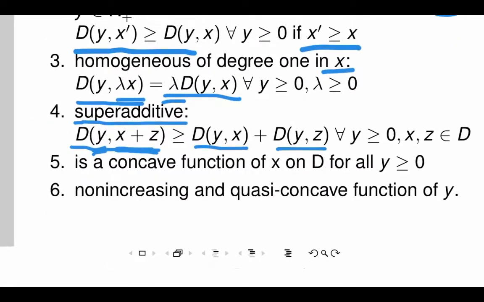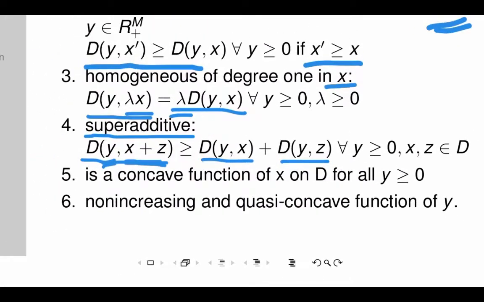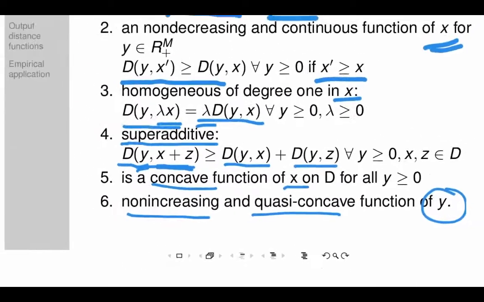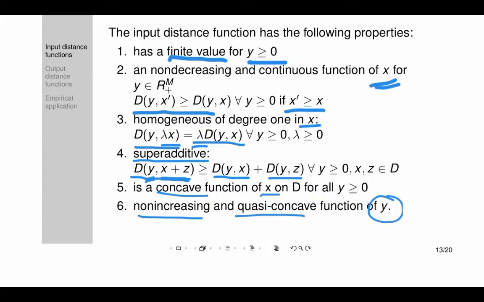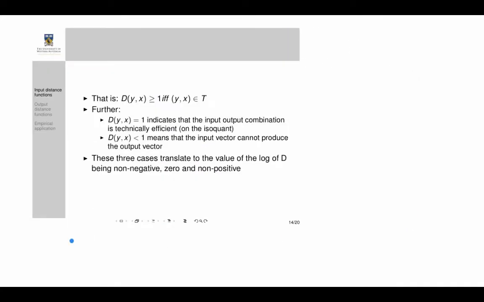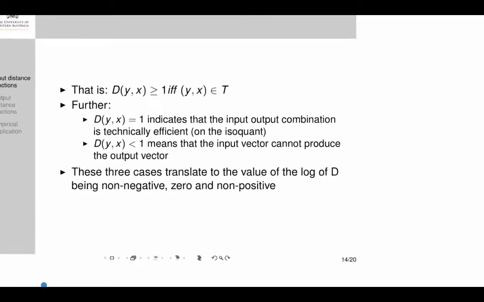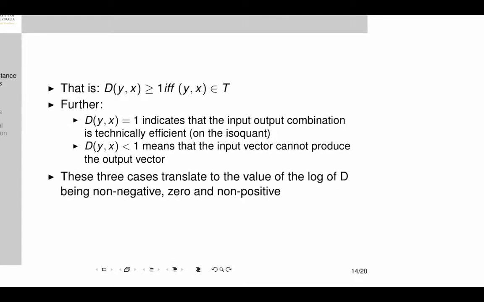So this is what super additive means, and it's also possible to show that the input distance function is a concave function of x. And finally, it's a non-increasing and quasi-concave function of the output vector y. So these are the properties of the distance function. It's important to distinguish between three cases in terms of input-output combinations and what the distance function values mean.